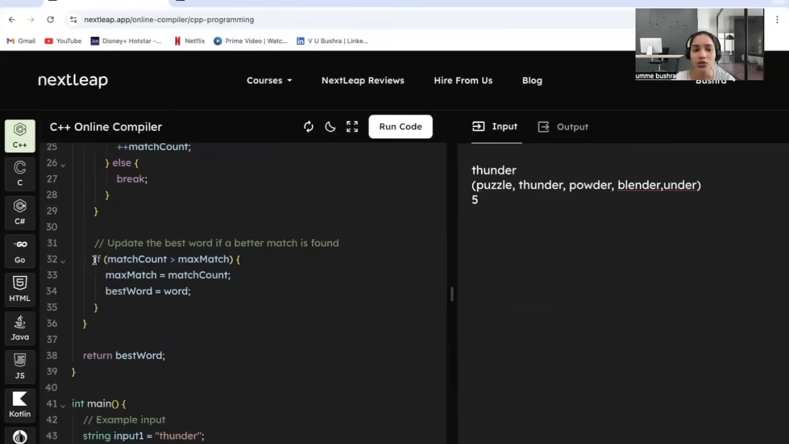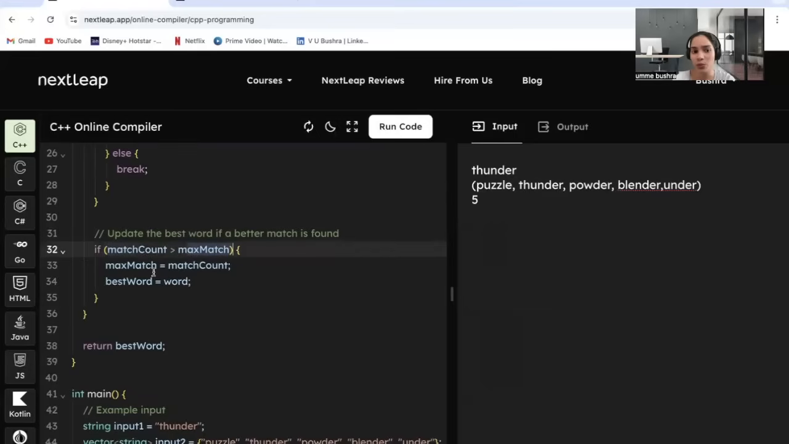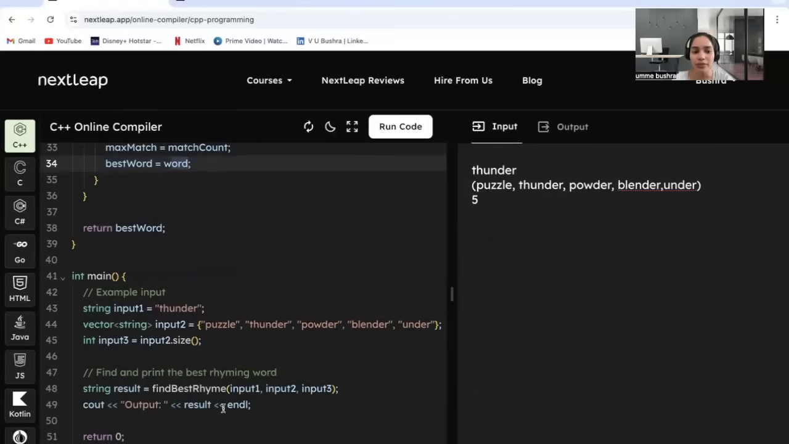Okay. Now, in order to update the best word, if the match count, whatever match count we have found, is greater than the max match we've declared as 0, right? If that is greater than 0, then I'm going to equate them. So what I'll do is I will update my max match equal to match count. So now finally I have my best word, which is going to be equal to word, and I'm going to return the best word here. Okay, I'm updating my best word as word, and I will return my best word, which is going to be updated as result, and that will finally be printed. Now let's try to see the output for this one.